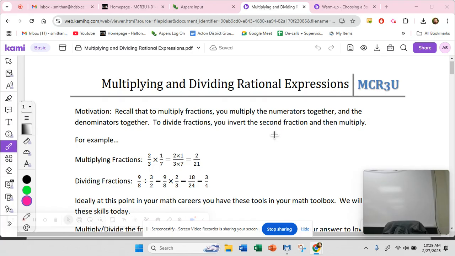You guys have also been dividing fractions your whole math careers. When you divide two fractions, you were taught to invert the second one and multiply. So you change 9/8 divided by 3/2 into 9/8 times 2/3, and then you use the rule above. Multiply the tops together, 18, the bottoms together, 24. And of course, 18 over 24 reduces to 3 over 4.